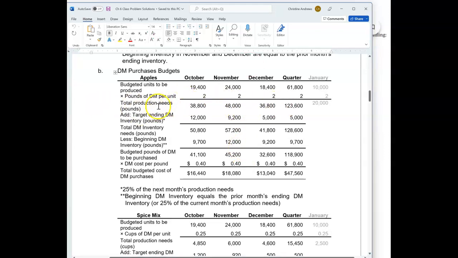So the total production needs in pounds of apples. These are how many pounds of apples we need. Now the next thing to think about is that this middle part is the plus-minus part. Add target ending inventory of apples and subtract beginning direct material inventory, and those are both in pounds of apples.